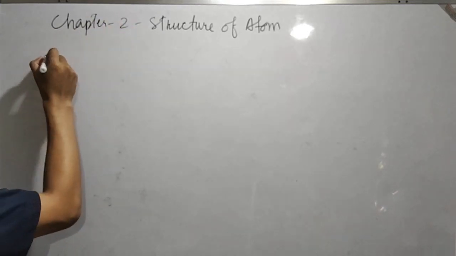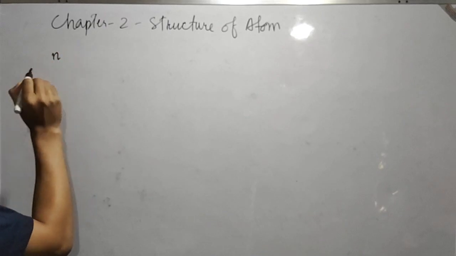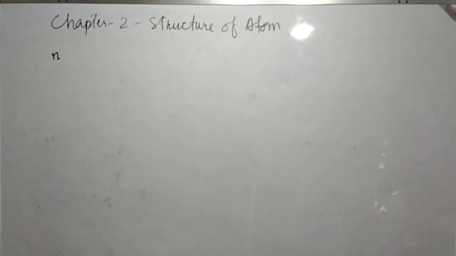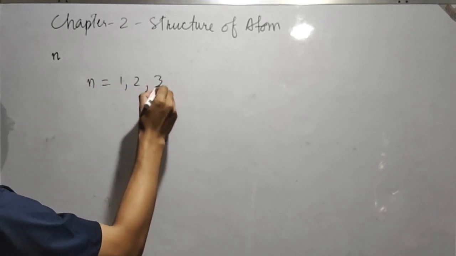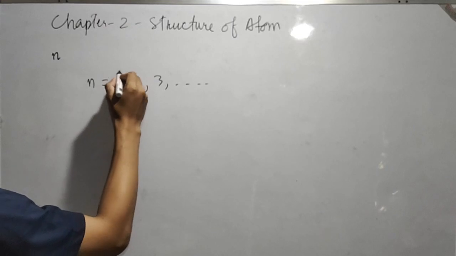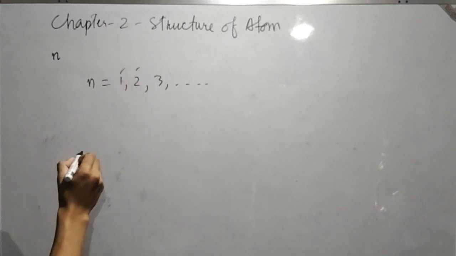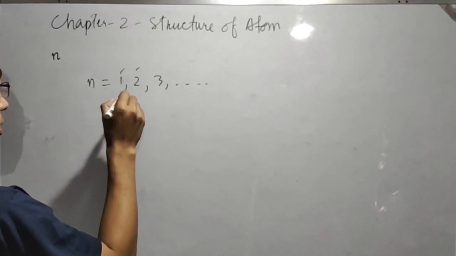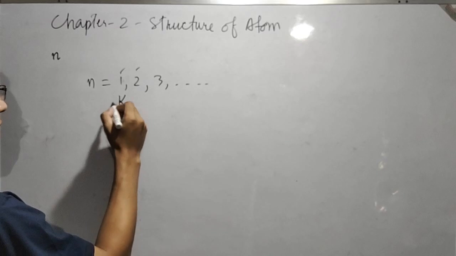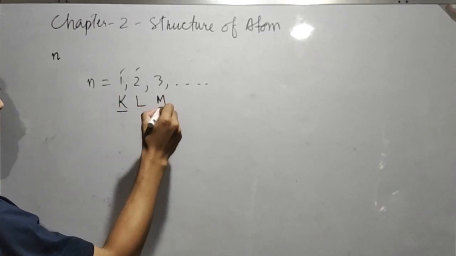The principal quantum number is denoted by the symbol n. It determines the main energy level, called the shell. So n can have the possible values 1, 2, 3, and so on. This 1 is the first shell, 2 is the second shell, 3 is the third shell, and so on. We can also call the first the K shell, and respectively K, L, M, and so on.